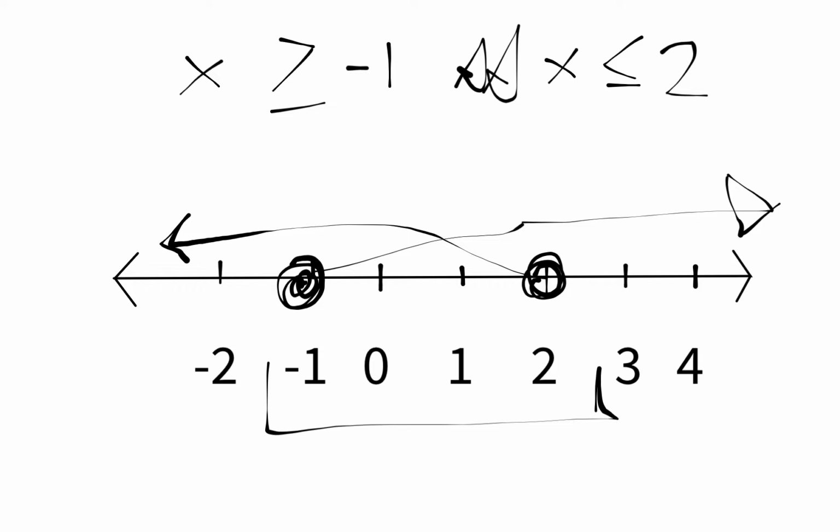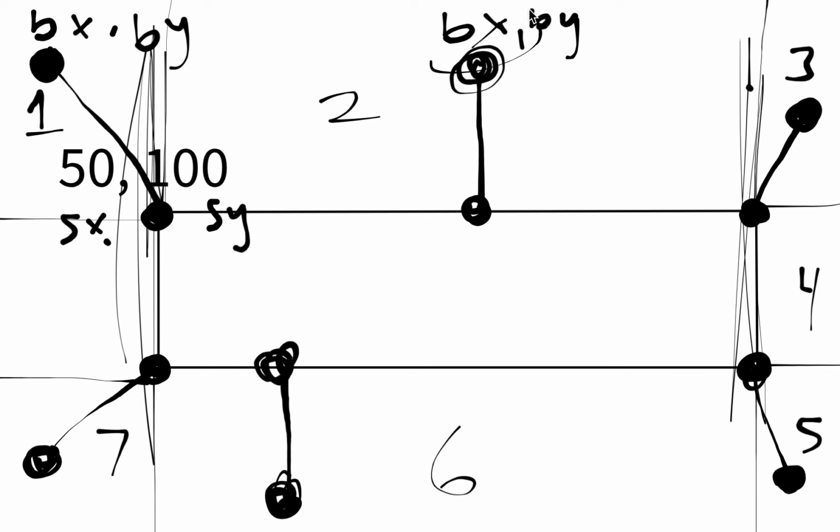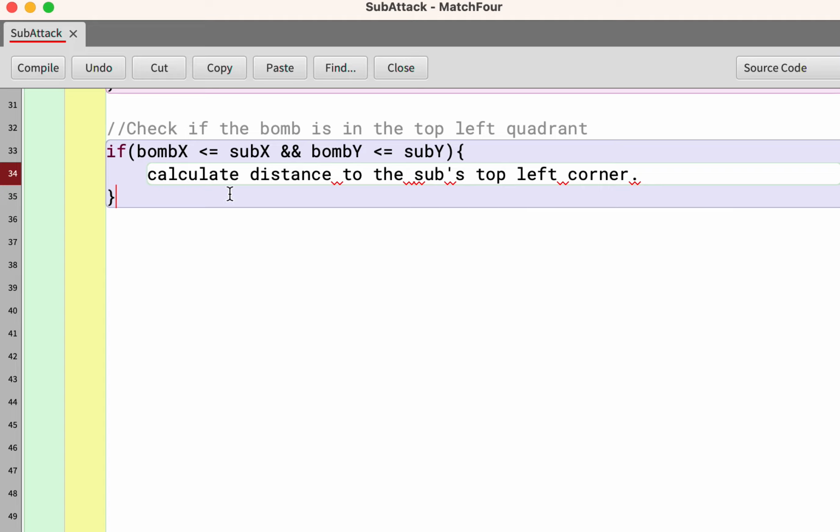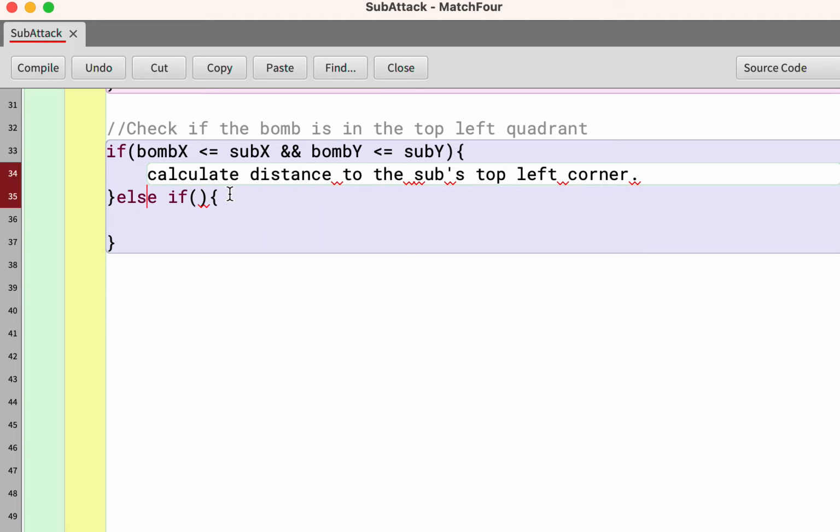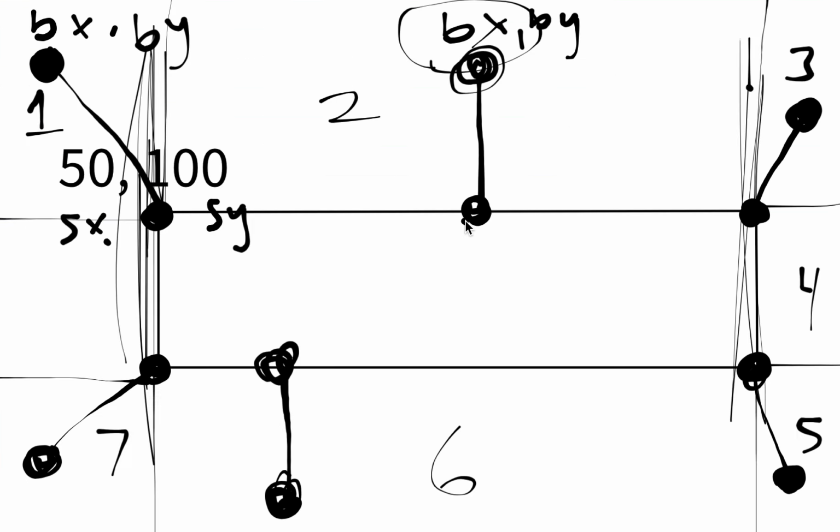And so that's what we're going to be using here in order to check if the BOM's X is between the left side of the sub and the right side of the sub. So let's go ahead and try that here. We're going to do an else if, of course. We're going to do another check. And what are we going to check here? We're going to check if BOM X is greater than or equal to the left side of the sub, and the left side of the sub is sub X. And then we're going to check if the BOM's X is less than or equal to the right side of the sub. Now, how do we specify the right side of the sub? Well, the right side of the sub is going to be relative to the left side of the sub.